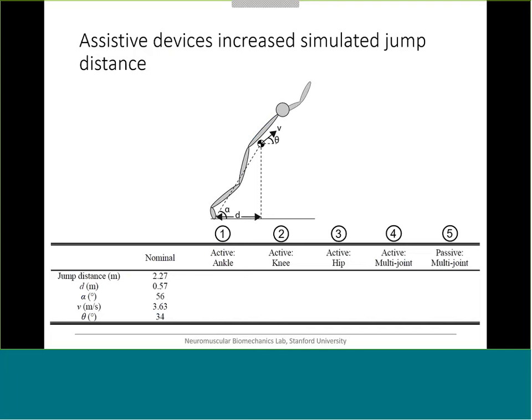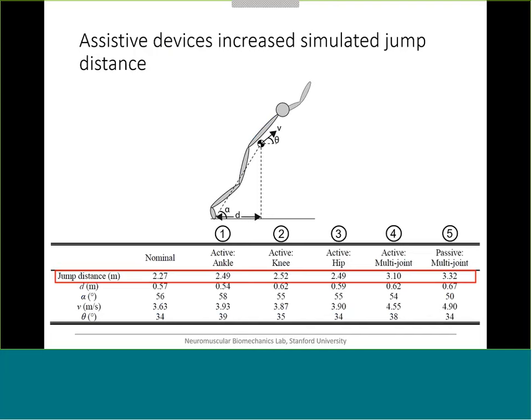We optimized each of these configurations using our framework, and the results for the kinematics at takeoff are shown here. In particular, though, here, we note that all configurations led to an increase in jump distance. We'll see this table again and inspect it in more detail for each of the cases.